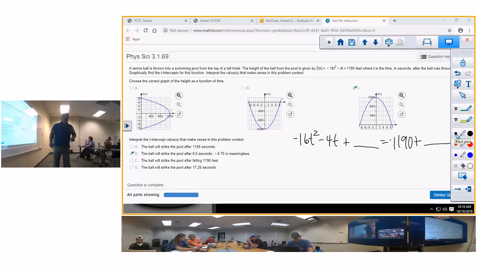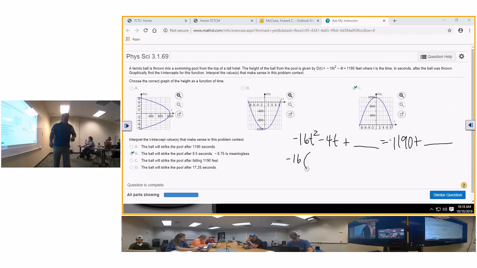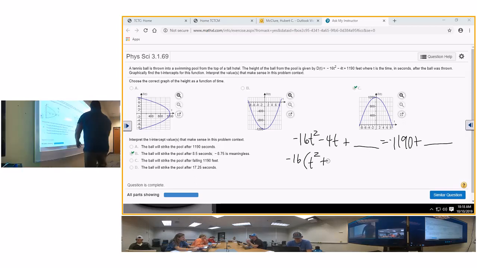All right, here we go. Negative 16, and that's going to be t squared plus, what's 4 over 16? 1/4? What are you talking about? What are y'all laughing about? Math is just so fun.